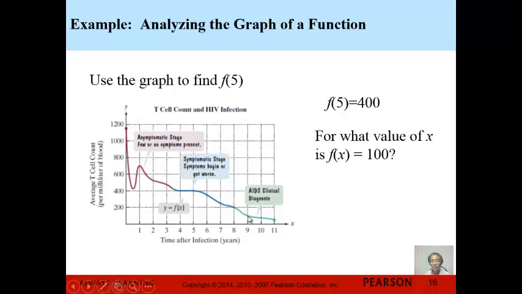So we can see when x is 9, that's when we touch that graph. So f of 9 is 100. So x equals 9 when f of x is 100. So that basically means 9 years after infection, the average T cell count is all the way down to 100. And this is when the clinical diagnosis of AIDS occurs.